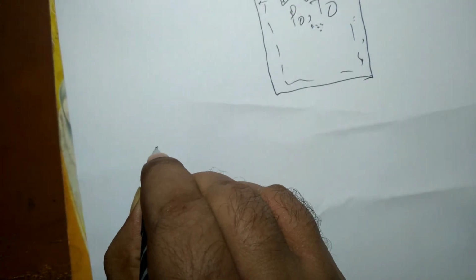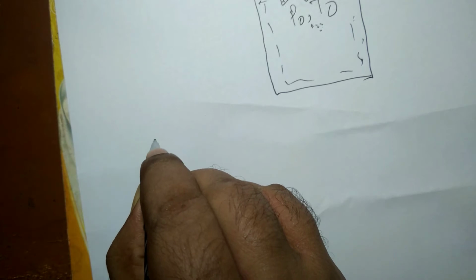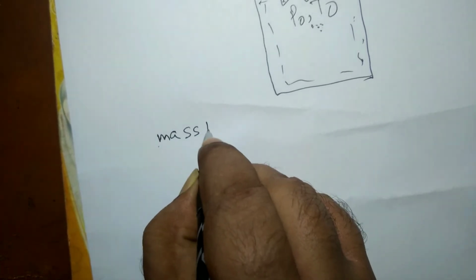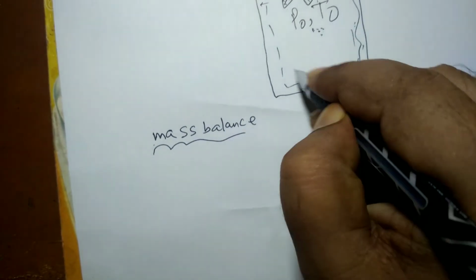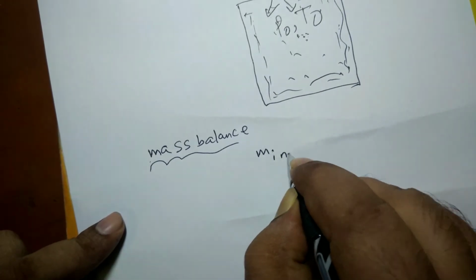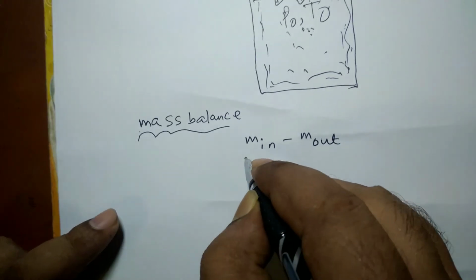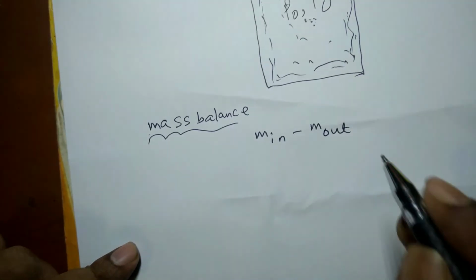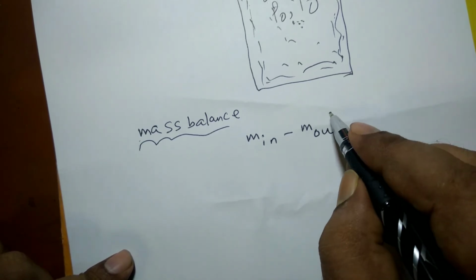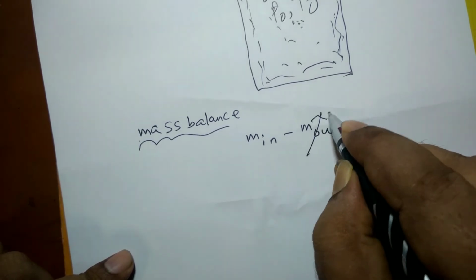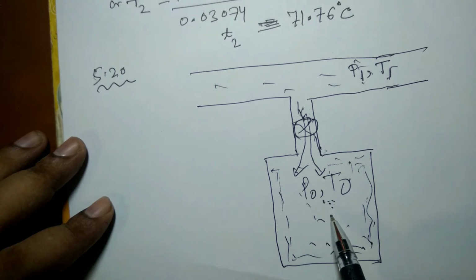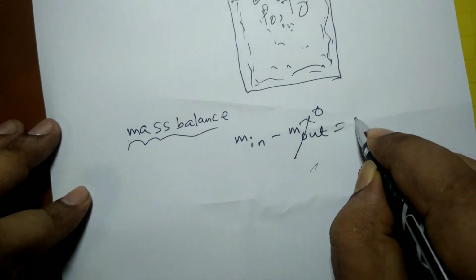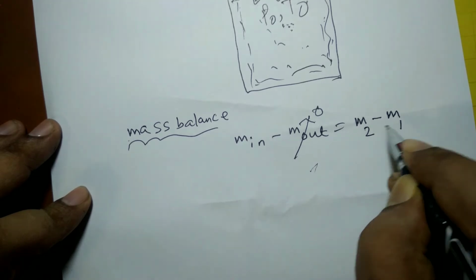You see, two principles are only used in this case of problem. First is the principle of mass balance, and this is the boundary, and this is the control volume. Mass balance: m in minus m out. m in is the total mass of air that has entered into the cylinder during the whole process. m out is the total mass of air that has left the cylinder during the process. In fact, this is 0 because there is no mass leaving this cylinder. Only mass is entering from the supply line into the cylinder, is equal to delta m_cv is equal to m2 minus m1.